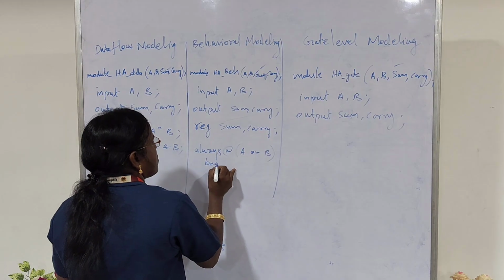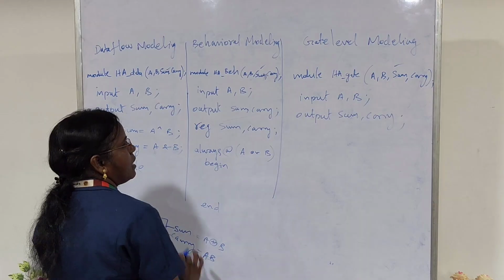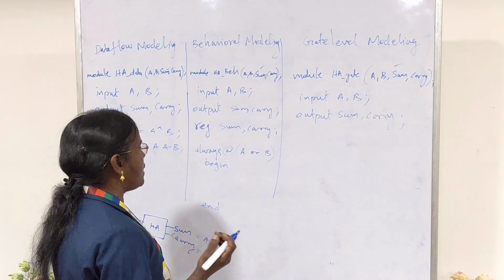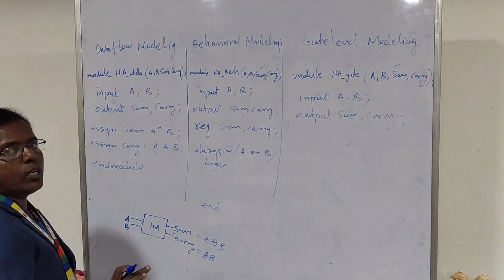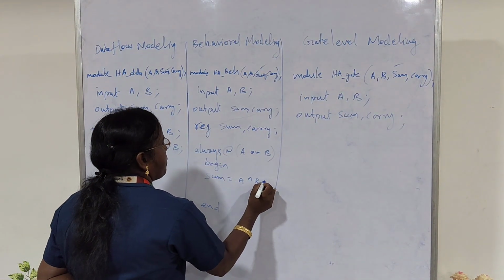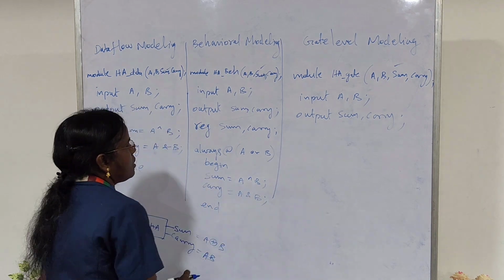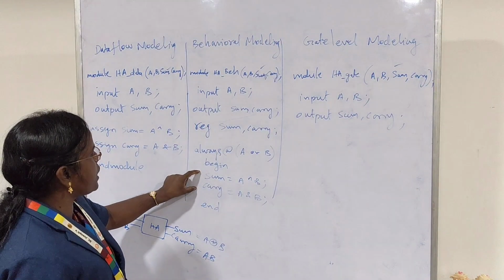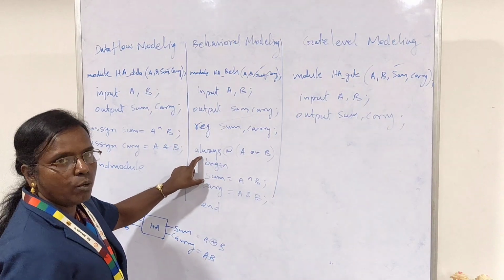And then we have to use the keyword begin. Within the begin and the end keyword, we have to list the statements, simple assignment statements. So here we are using the procedural statement. The same syntax we are providing here except the keyword assign, right? So we can use sum = A ^ B and carry = A & B. These are simple assignment statements without using the keyword assign, right? This simple assignment statement can be incorporated within the begin and end keywords in the always statement.